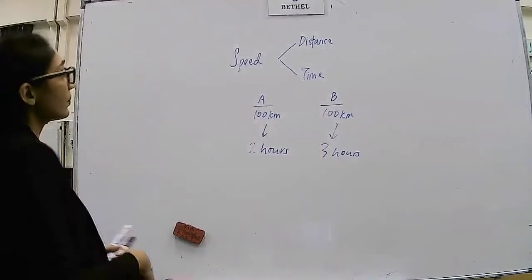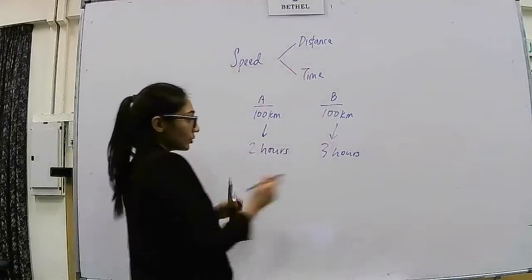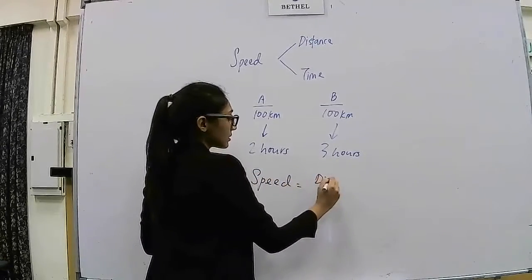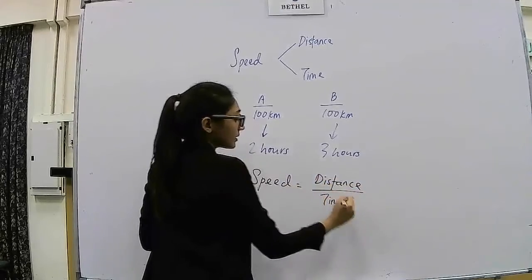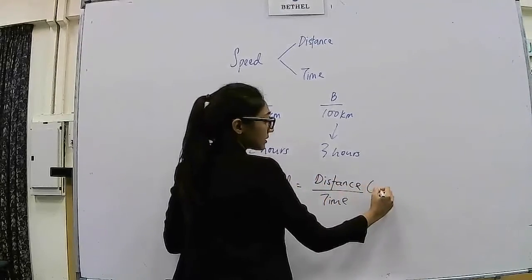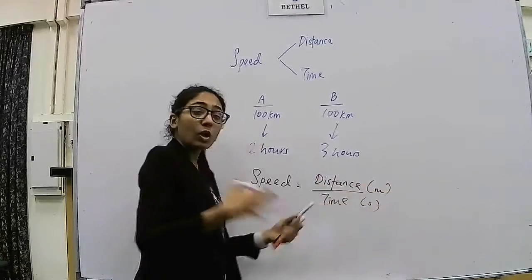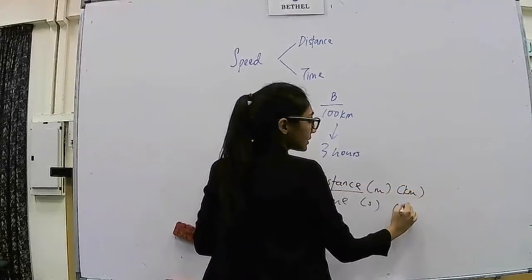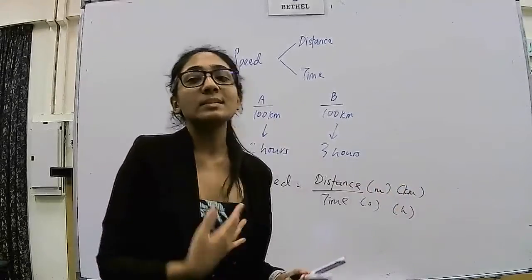Looking at distance and time, we can come up with a formula where speed is equal to distance over time. Distance can be measured in meters and time in seconds. Or if I have a longer distance and a longer period of time, I can use kilometers and hours, which is why when we drive a car, we say 60 kilometers an hour.